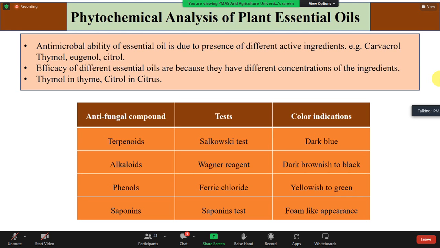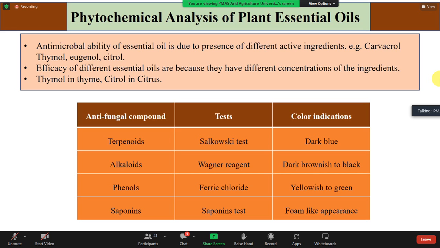So what is the active ingredient responsible for the antifungal activity? Although we can use HPLC and gas chromatography for this, for cheaper and easier analysis in our lab we use different phytochemical tests for antifungal compounds: terpenoids, alkaloids, phenols, saponins. For terpenoids, Salkowski's test is used. If all the protocol steps are followed and a dark blue color appears, we say that terpenoids are present.